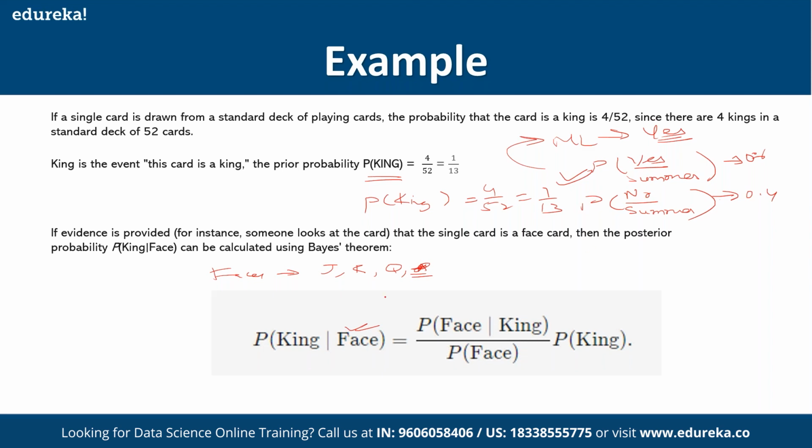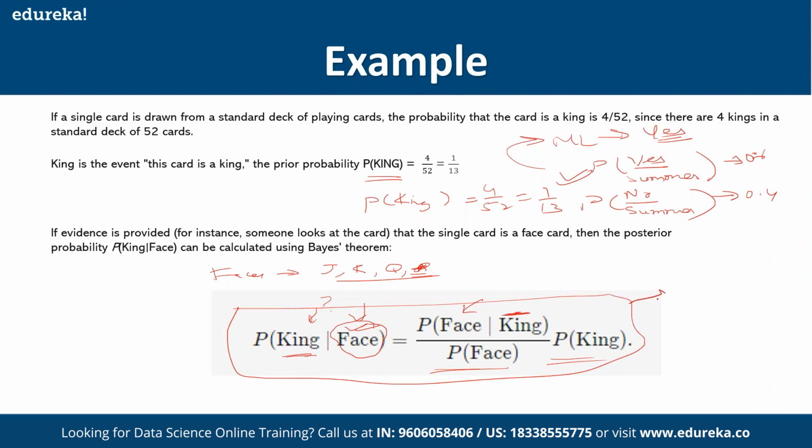So what is the condition given to you? The condition given to you is that you have already got a face card, that is known. Now, what is the probability that you have a king? So we will first find the probability of a face card given king, multiplied by the probability of king, divided by the probability of face card. How did we get this? We get this from Bayes theorem. Now, this we know, the probability of king is 1 by 13.